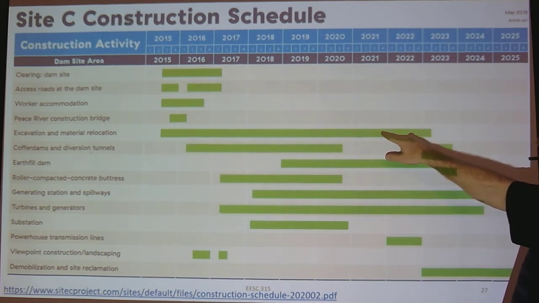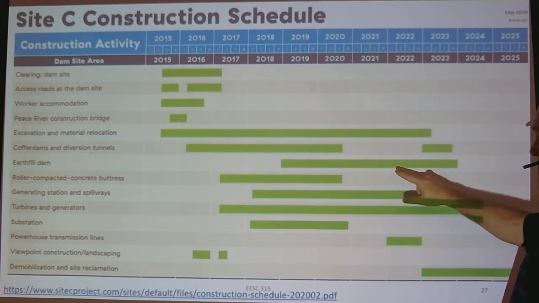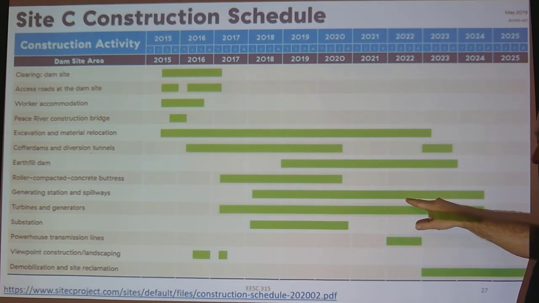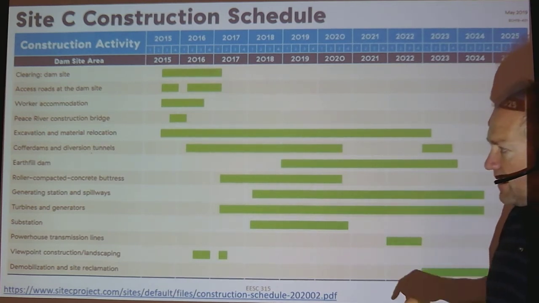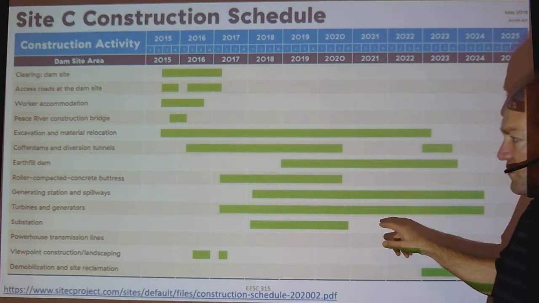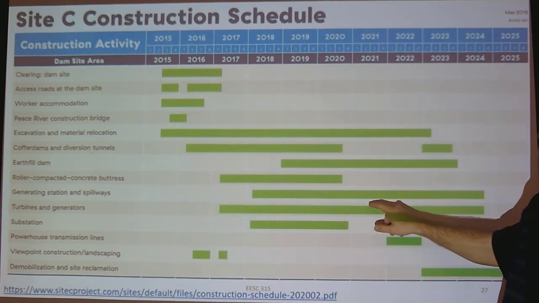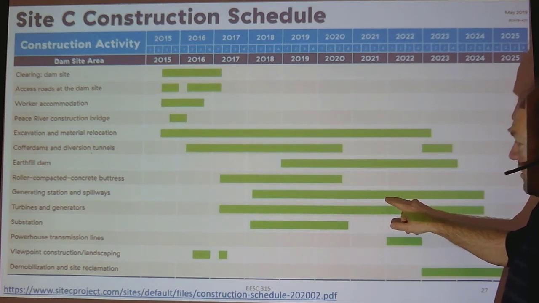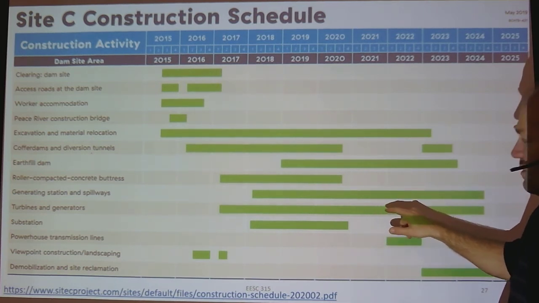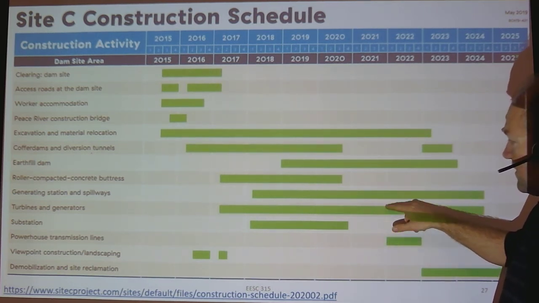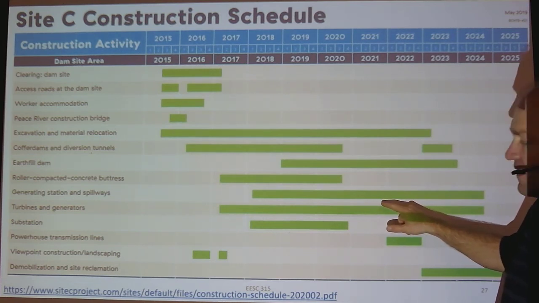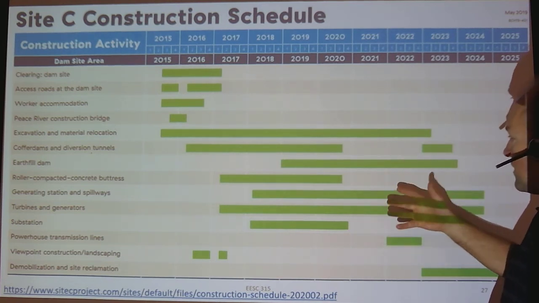So excavation and material relocation is still ongoing. Earth-filled dams are being built, along with the generating station and spillways, turbines and generators. And I saw in the news 2 days ago that the turbines had actually just arrived, I think at Prince Rupert. So they are literally at this moment being shipped to the Site C dam. They've got some highways shut down as they make their way to the dam.